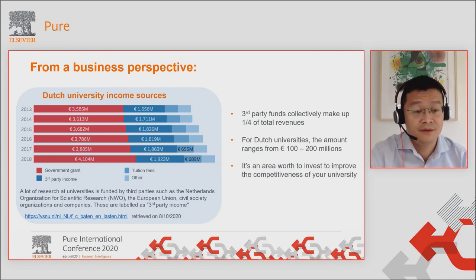From a university perspective, it is maybe difficult to increase the grant from the government or increase the tuition part, while third-party funding is based on the competitiveness of your researchers and of your research team. So it's an area worth investing in. Even a 2% increase would mean 2 to 4 million euros for a Dutch university.